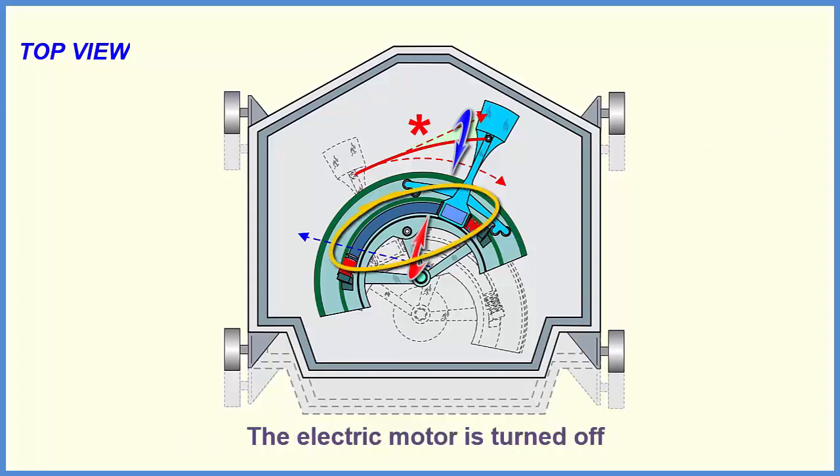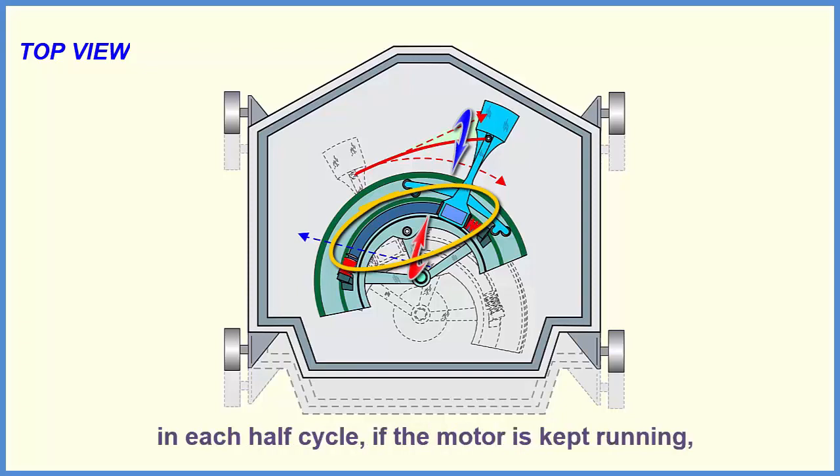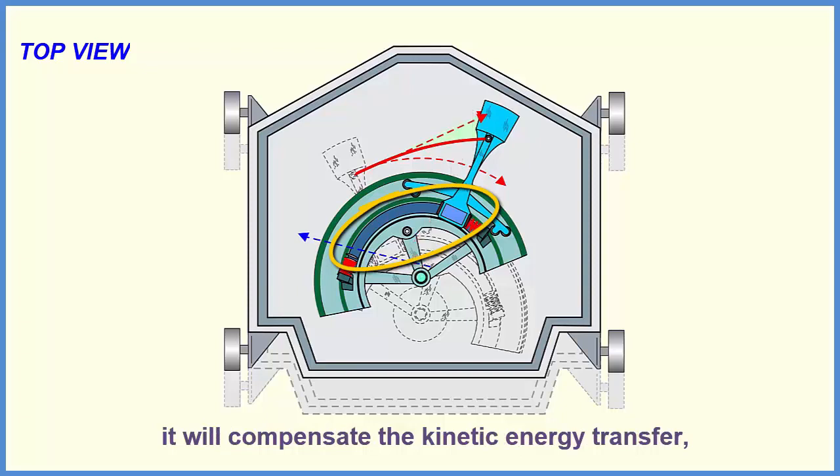The electric motor is turned off during the rebounding process. It is expected that, during the rotations in each half cycle, if the motor is kept running, it will compensate the kinetic energy transfer to maintain the intended rotational speed and, consequently, the operational frequency.